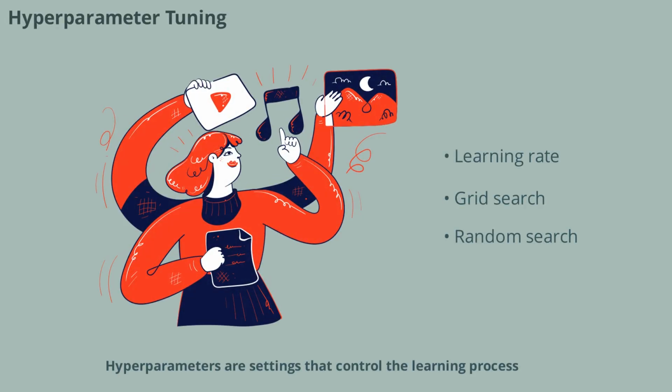Hyperparameters are settings that control the learning process, such as learning rate, number of layers, or tree depth. Tuning these hyperparameters can significantly impact model performance. Techniques like grid search and random search are commonly used to find the optimal combination of hyperparameters for a given model and dataset.